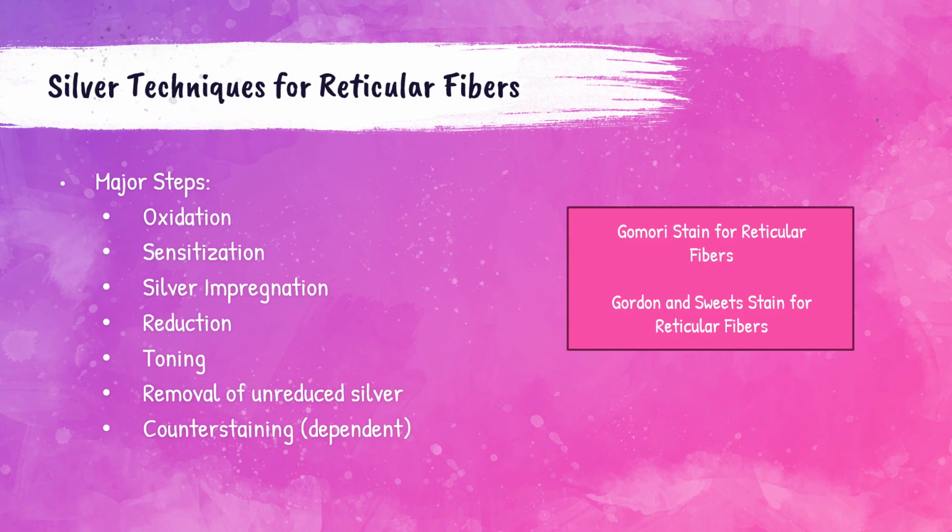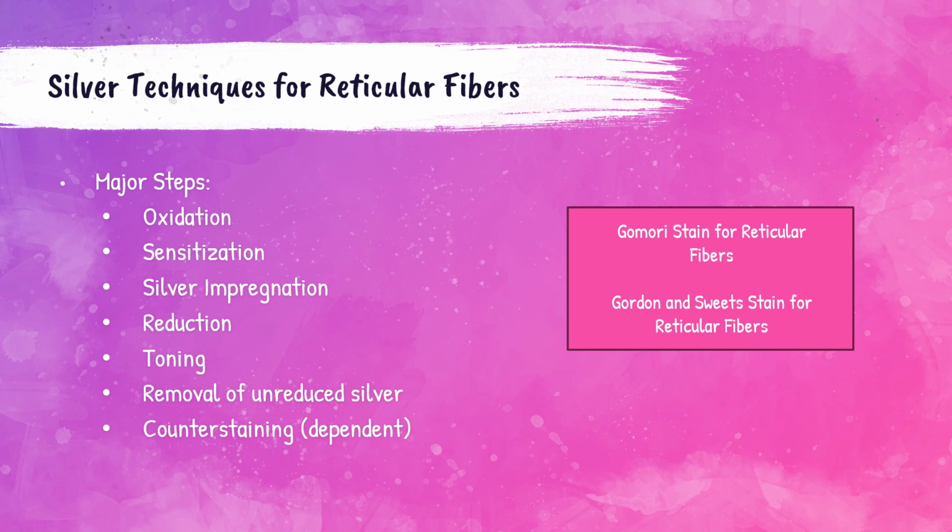There are 2 silver techniques for the staining of reticular fibers. These are the Gomori stain for reticular fibers and the Gordon and Sweet stain for reticular fibers. So before we talk about each of these individual stains, it's important to understand how the silver techniques work. They all have the same major steps to staining.